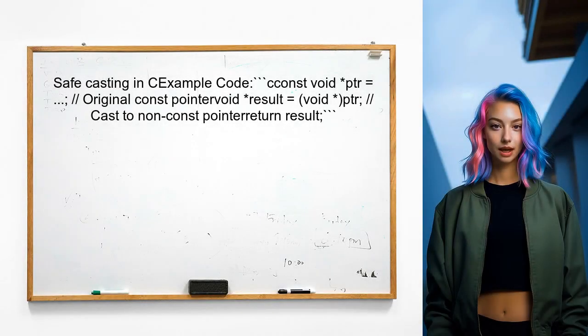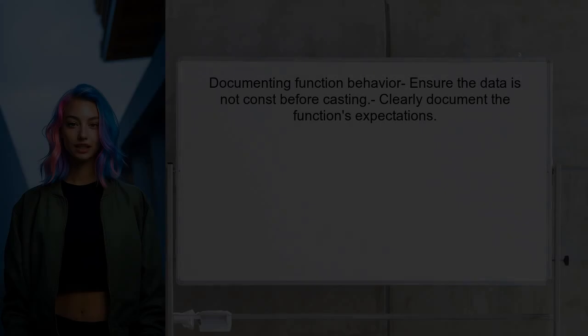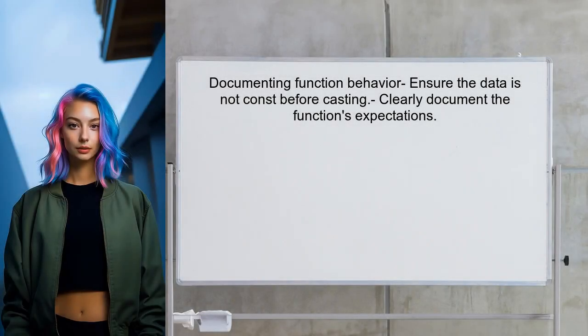Next, the user can use a specific cast to safely convert the const pointer to a non-const pointer. This can be done using a simple cast in the return statement of the function. However, to comply with the strict warnings from the compiler, the user should ensure that the data being pointed to is not actually const. This can be done by documenting the function's behavior clearly.